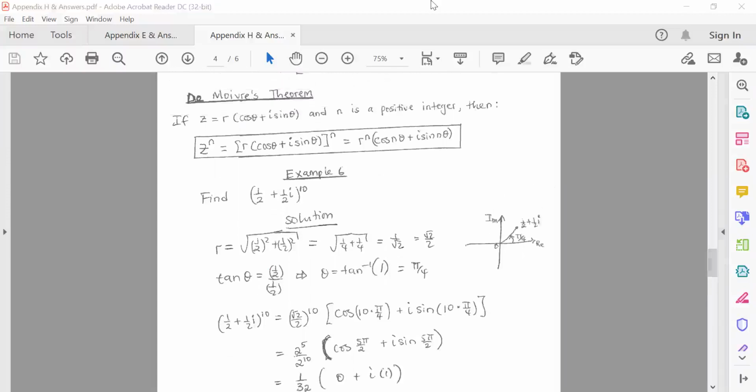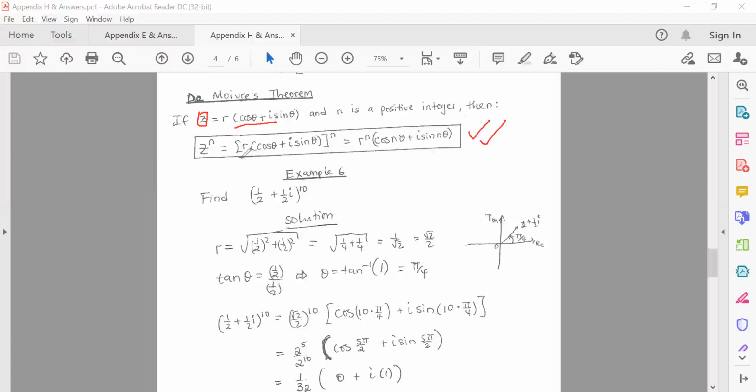We use De Moivre's to find a complex number raised to some power n. But keep in mind, n has to be a positive integer. All right, guys, pay attention. De Moivre's works only if your complex number has been transformed to polar form. Only then can you apply De Moivre's. So the first step is to convert that complex number to polar form and then apply this formula here. This is the formula for De Moivre's.